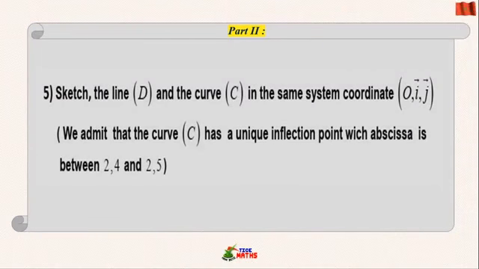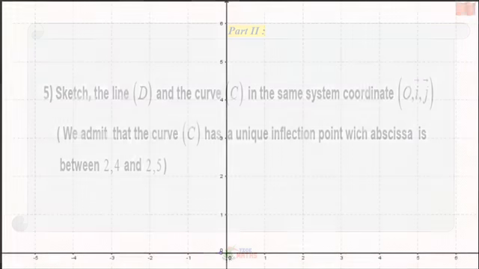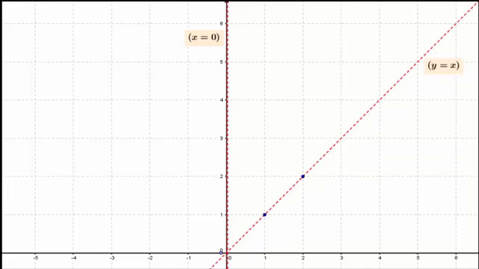Question 5. To sketch the curve C, specific steps must be followed. Firstly, we draw the coordinate system, the vertical asymptote x equals 0 and the straight line D: y equals x. Secondly, the graph C admits a horizontal tangent line at the point 1, f of 1, because the derivative f prime of x is null at 1.